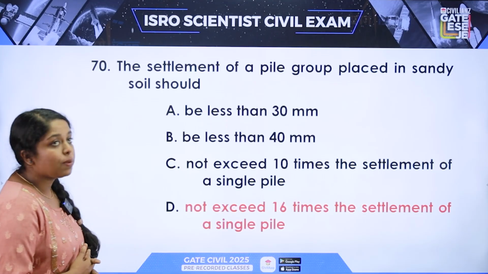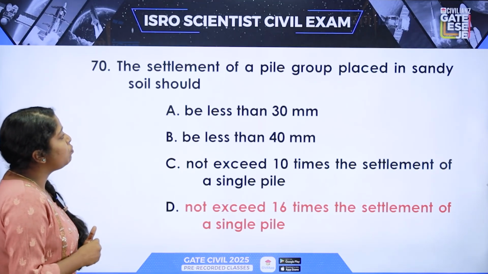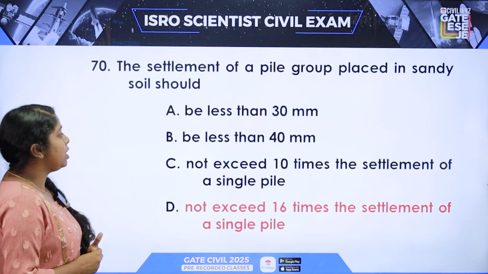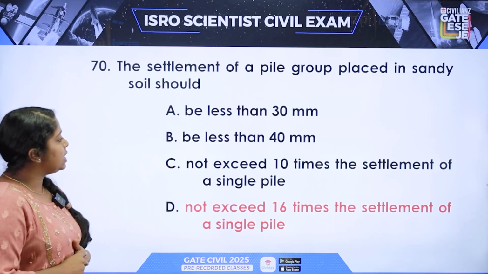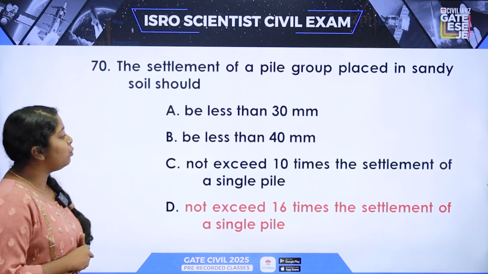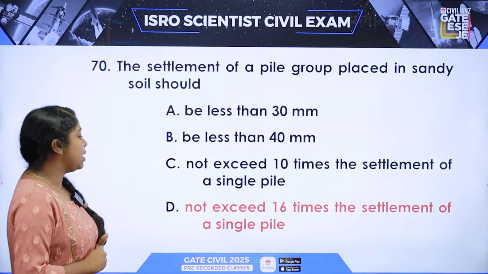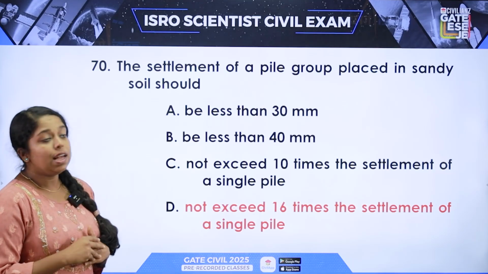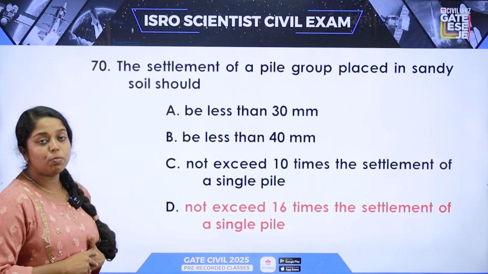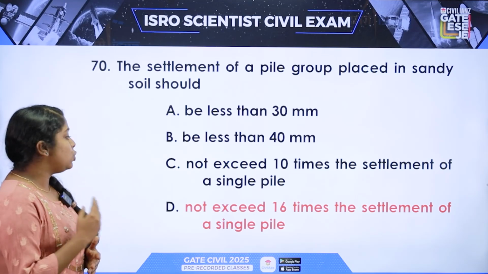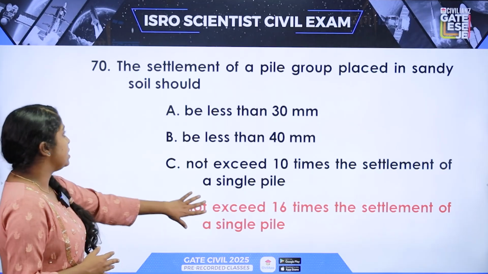Moving on to the 17th question, this is also a direct question. The settlement of a pile group placed in a sandy soil should be, and we have been given options: option A, less than 30 mm; option B, less than 40 mm; option C, not exceeding 10 times the settlement of a single pile; and option D, not exceeding 16 times the settlement of a single pile. The right answer is that the settlement of a pile group placed in a sandy soil should not exceed 16 times the settlement of a single pile, that is option D.